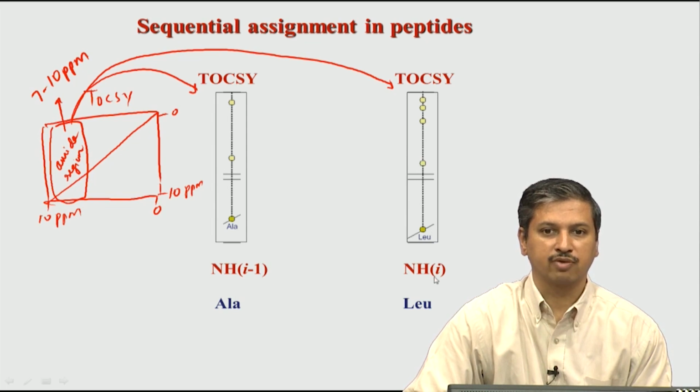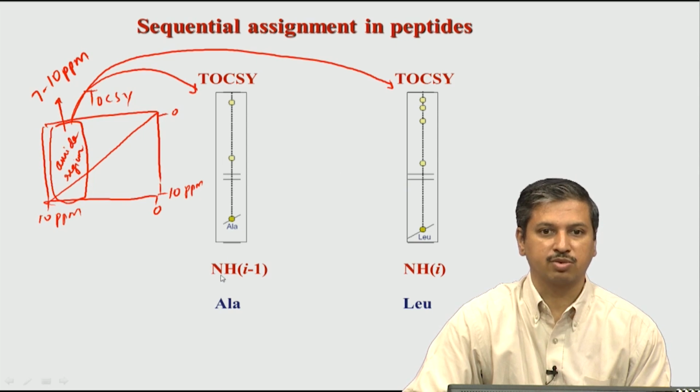If you look at the amide NH region of an amino acid, somewhere here in this region of the spectrum, this is the total TOCSY spectrum, and this is the amide region. In particular, let us say one spin system we identify as leucine, and there is another spin system we identify as alanine. These are two different spin systems, both present in the TOCSY. Now we want to figure out which is coming after which.